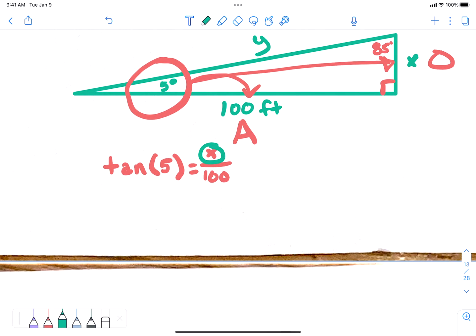Okay, now, last thing before we type this all in is that if we're trying to solve for X, if I try to get this X by itself, how can I bump the 100 to the other side? I'm going to multiply the 100, right? Right now it's dividing, so we're going to multiply. So on your calculator, you could type this in all at one shot. Type in 100 times tangent of 5.